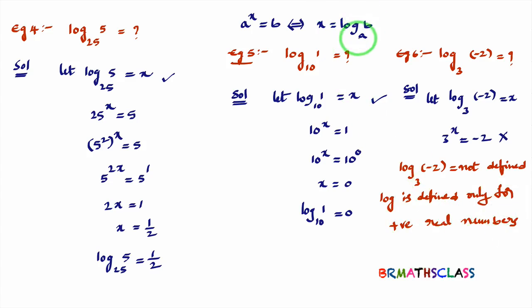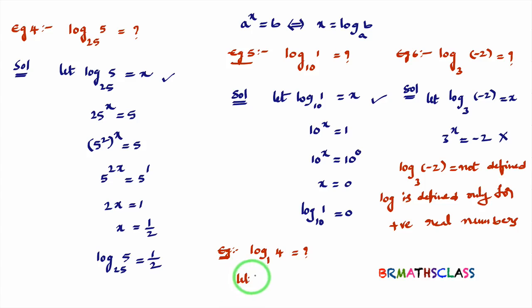In this definition, a and b are positive real numbers and a is not equal to 1. You keep this point also in your mind. This base cannot be equal to 1. Now last example, log 4 base 1. What is its value? You observe here, we know that logarithm is defined for positive real numbers and this base value cannot be equal to 1. Here base value 1 is there. This is not defined.